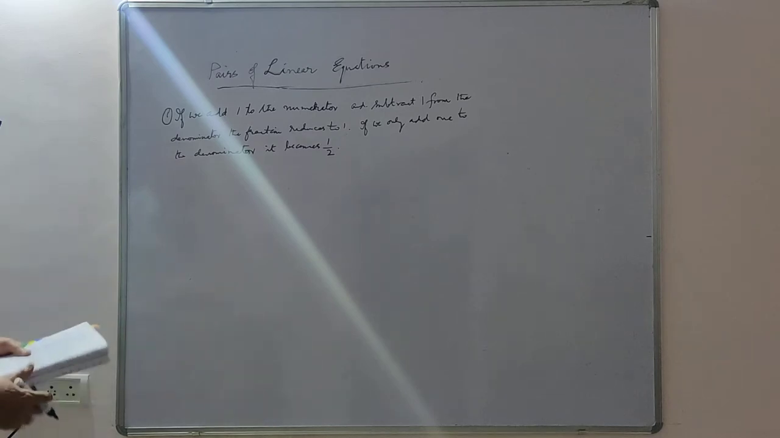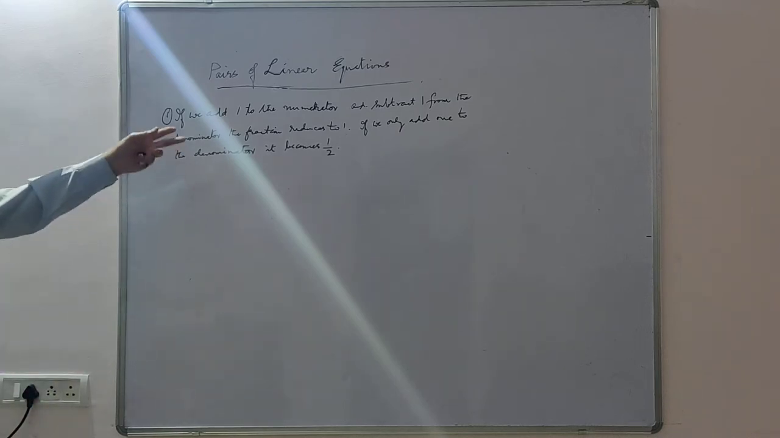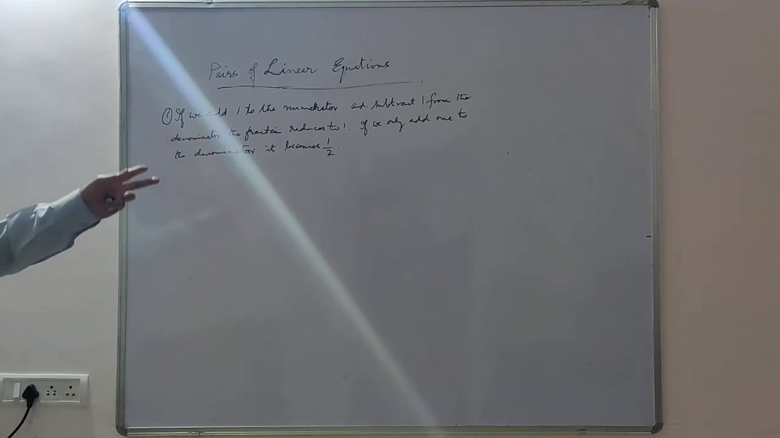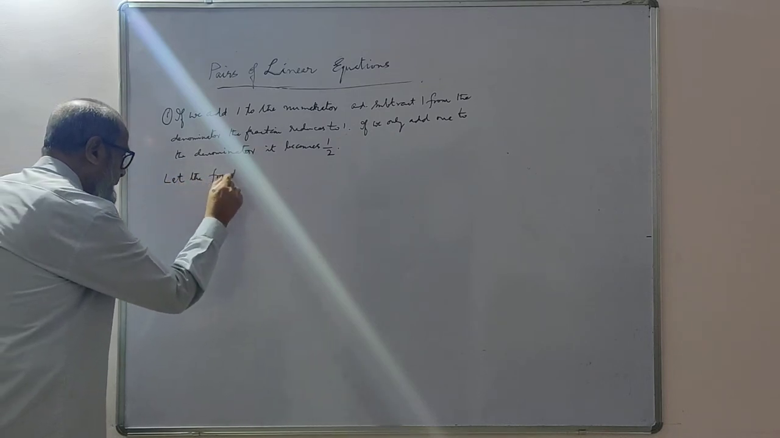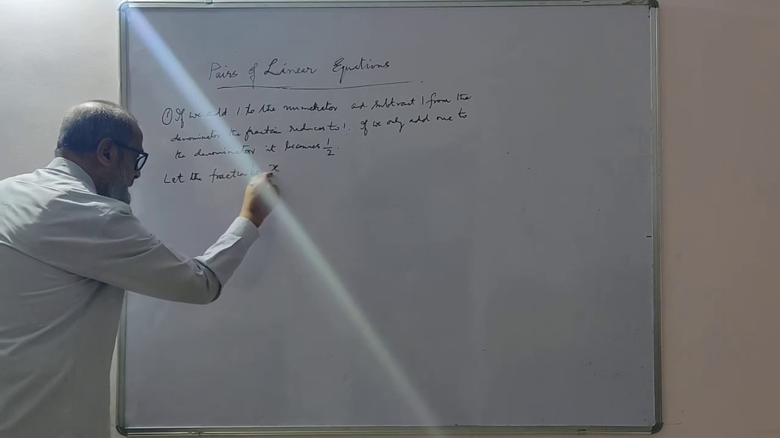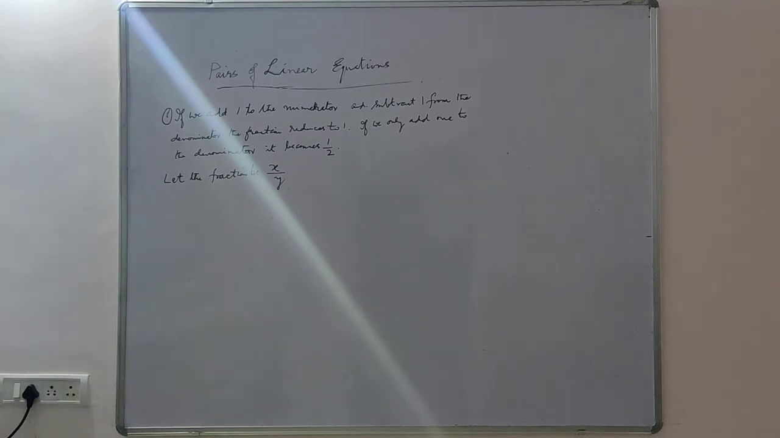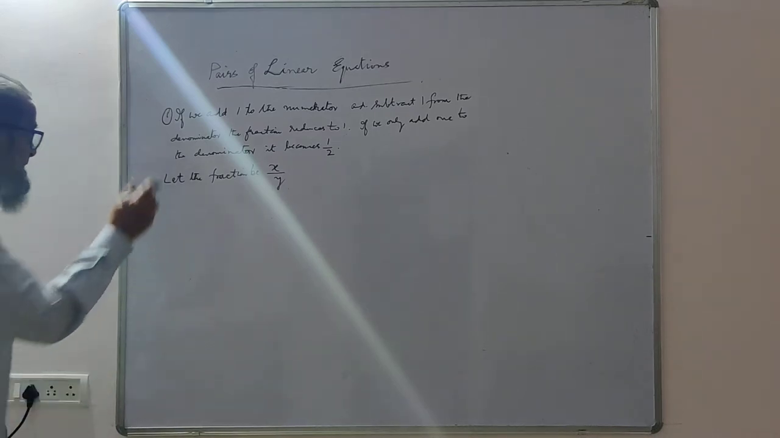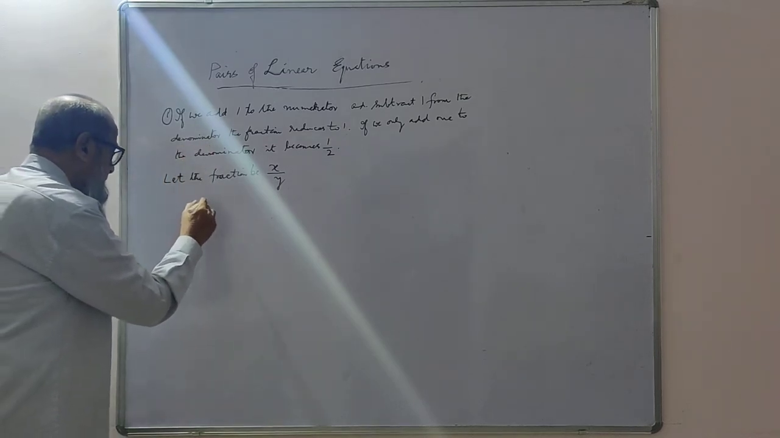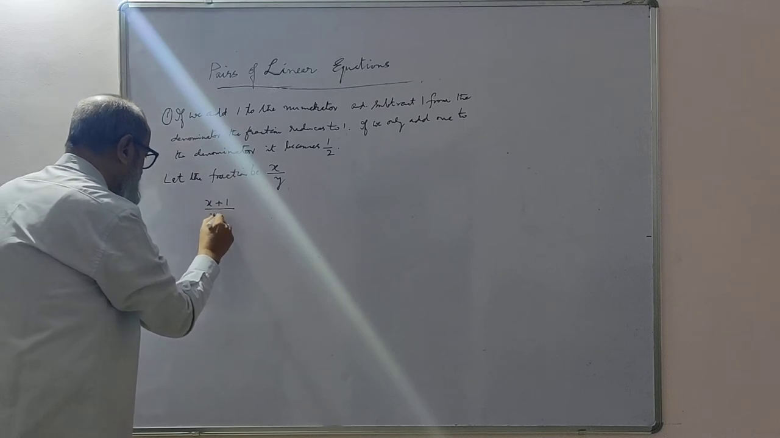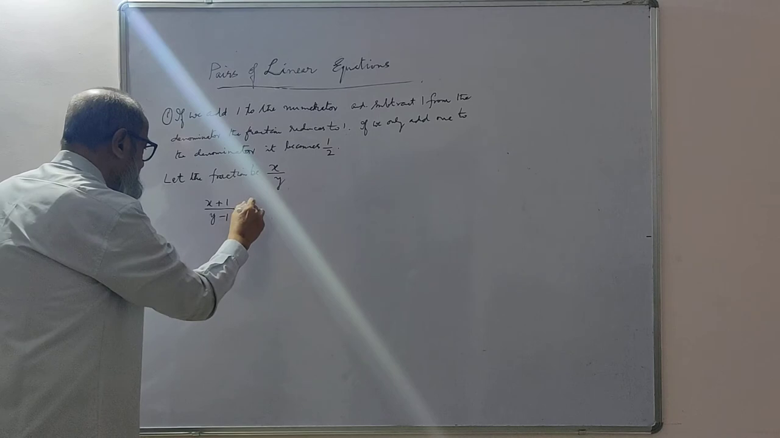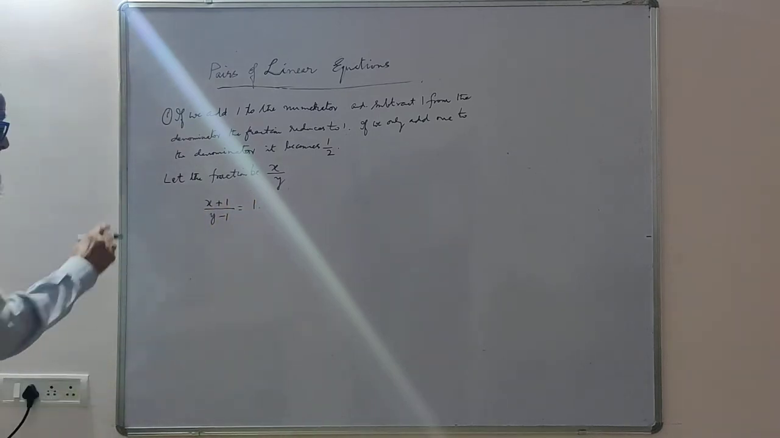Now, this is a problem on pairs of linear equations, but here it is not given in the form of equations, it is given in the form of sentences, and we have to form the equations and then solve them. Now, how do we do it? Let the fraction be x by y, that is, numerator is x, denominator is y. In the first case, if we add 1 to the numerator, that means x plus 1, divided by y minus 1 after subtracting 1 from the denominator, the value of this fraction will become 1. This is the first equation.